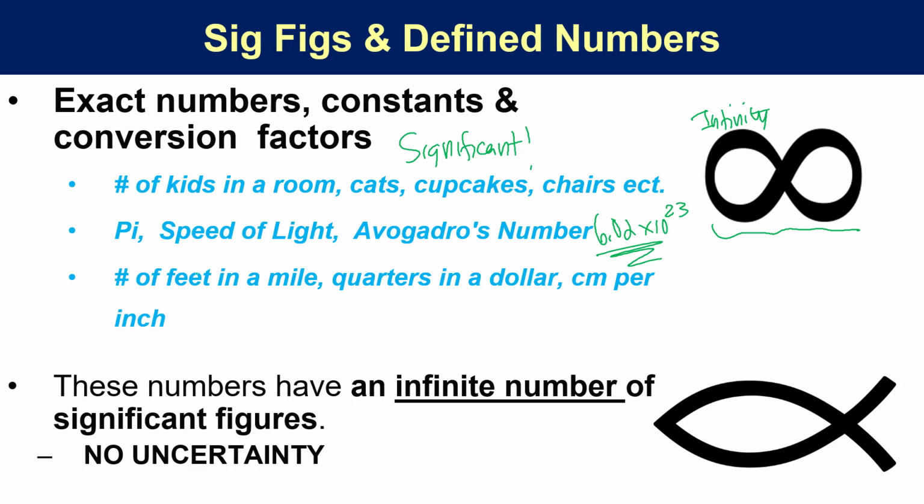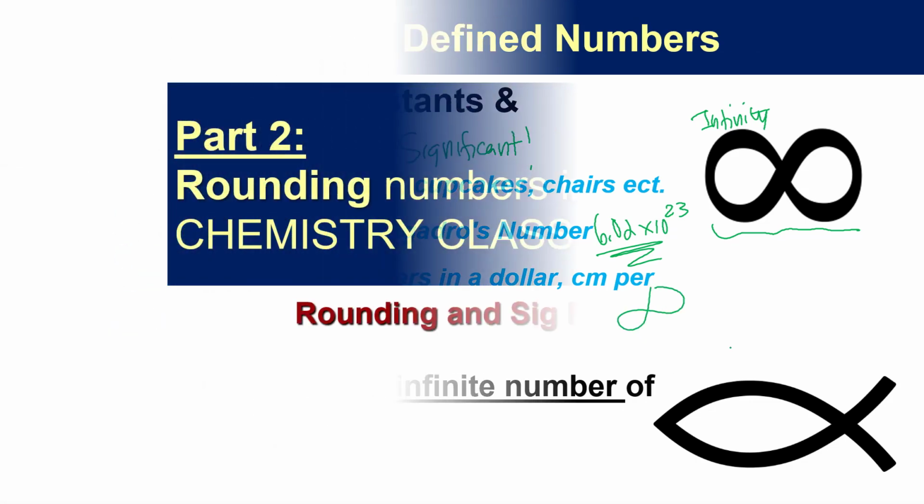Same with conversion factors. Like if you were saying that 5,280 feet equals 1 mile, that whole sequence of digits has infinite sig figs. How many quarters in a dollar? Well, we know that there's 4 quarters in a dollar. No uncertainty. How many centimeters per inch? 2.54. We know with no uncertainty. So they all have infinity sig figs.